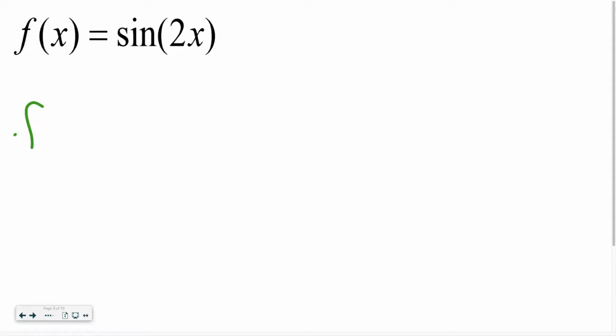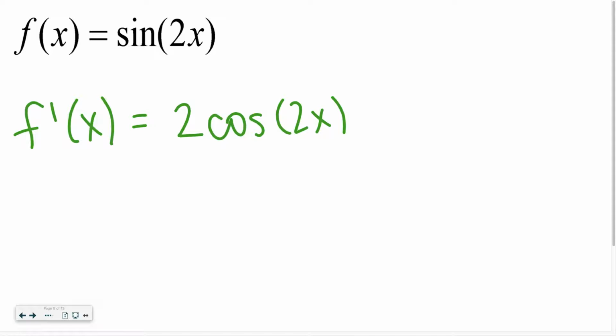Alex, what's our derivative? 2 cosine 2x. 2 cosine of 2x. So the derivative of sine is cosine, we leave 2x inside, times the derivative of our inside is 2. Very nice. Okay? Alright, let's maybe like step it up a notch, right?